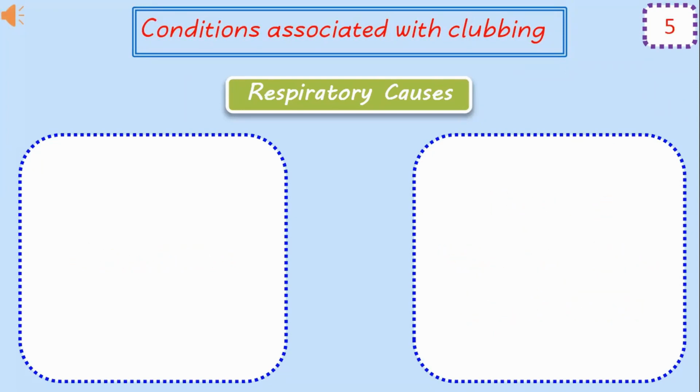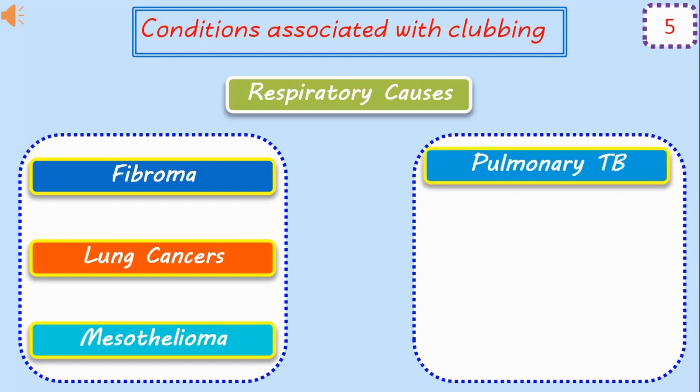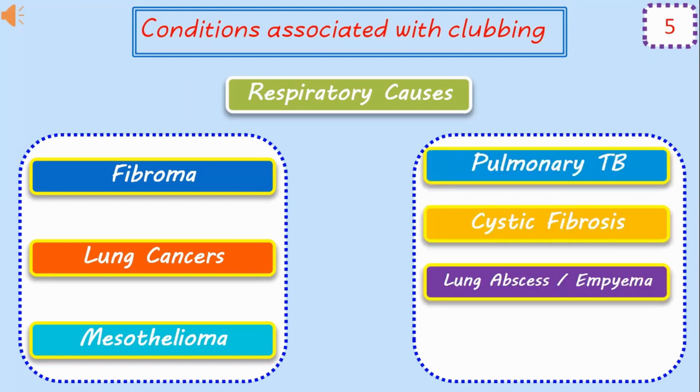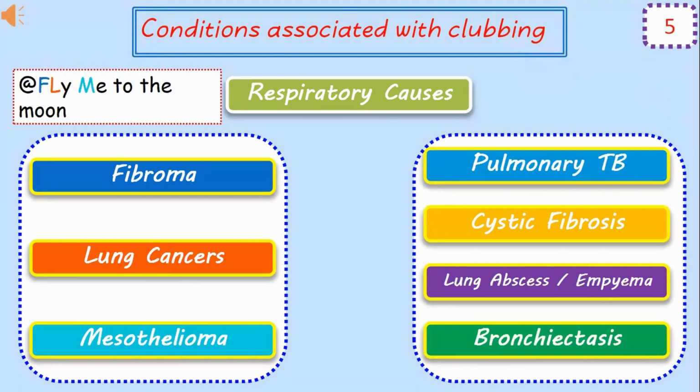Talking about neoplasia, we have n numbers of neoplastic lesions that can produce clubbing as a paraneoplastic syndrome. The most common ones being fibroma, lung cancers, and mesothelioma. Under chronic suppurative conditions, we have pulmonary tuberculosis, cystic fibrosis, lung abscess or empyema, and bronchiectasis. So we can remember this by a mnemonic called "Fly Me to the Moon."